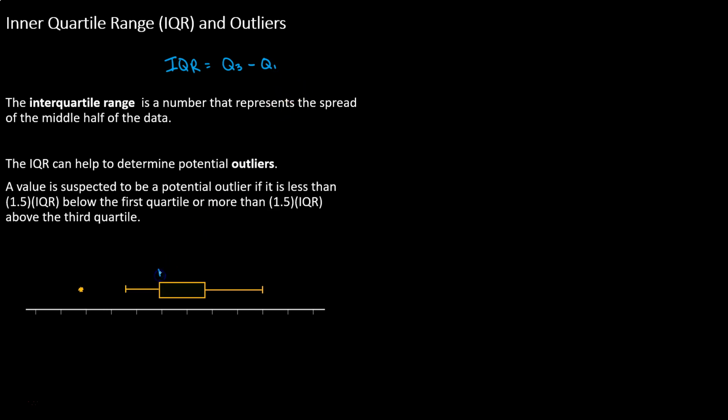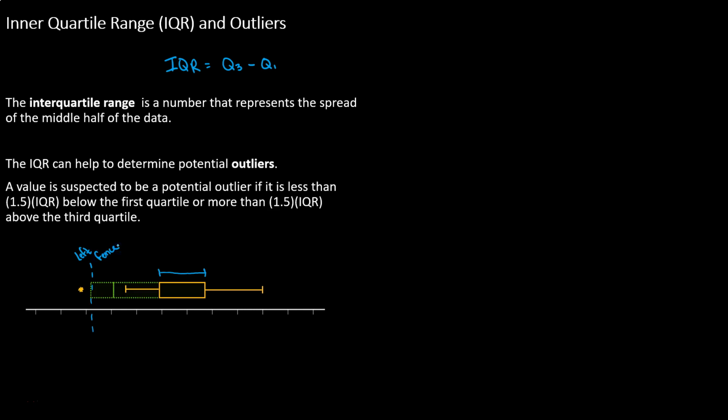Essentially, the IQR tells us how long the box is in our box plot. IQR is very useful for determining if we have outliers in our data set. So if we take a look at the IQR and copy it 1.5 times to the left of the box, we can create what I'll call a fence. Let's call this the left fence.